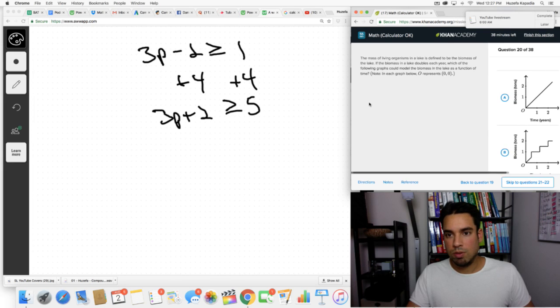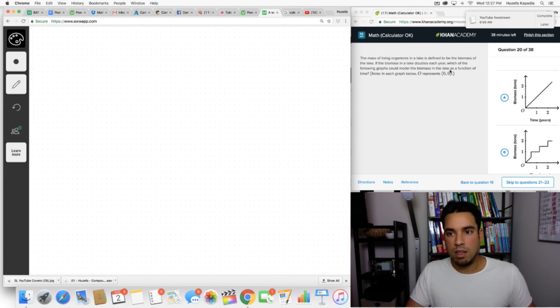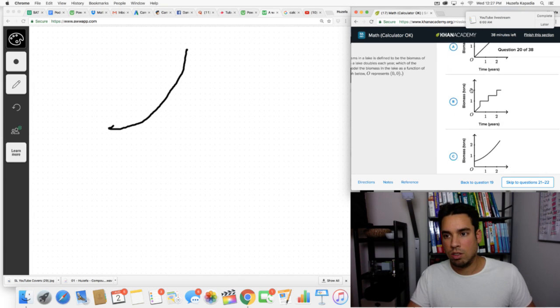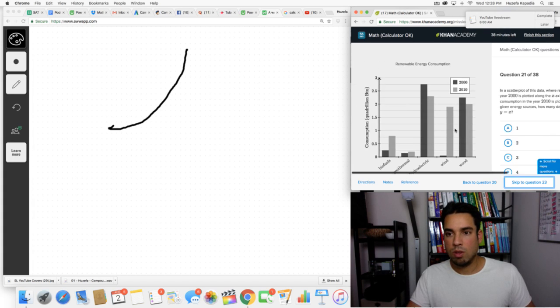Okay, let's look at this guy here. We've got the mass of living organisms in a lake is defined to be the biomass of the lake. If the biomass in a lake doubles each year, which of the following graphs could model the lake? So it's doubling. That's exponential. So don't be fooled. It's not linear. It's got to be like this. This is what may trick you. It's this guy. We're starting somewhere. We're not even starting at 0, so that's also another problem with that. So we're going with C. Okay. Now we're more than halfway done.